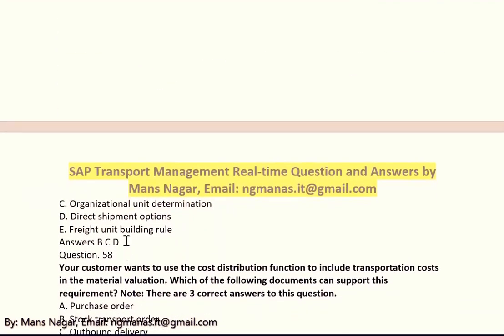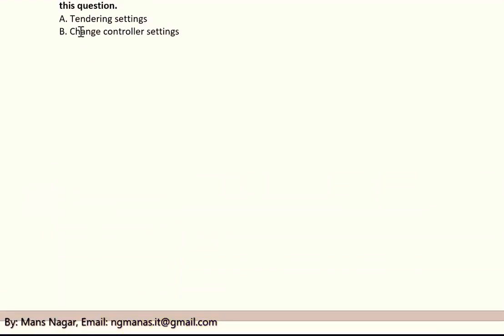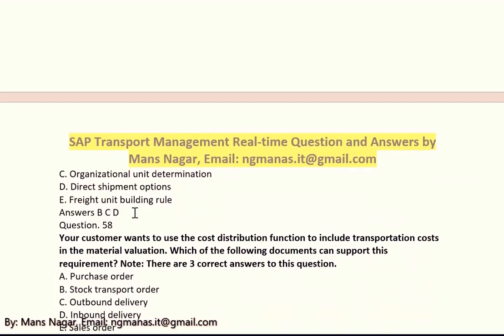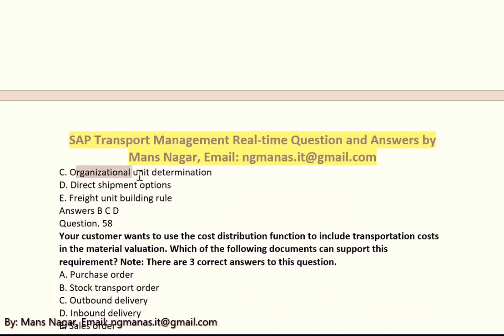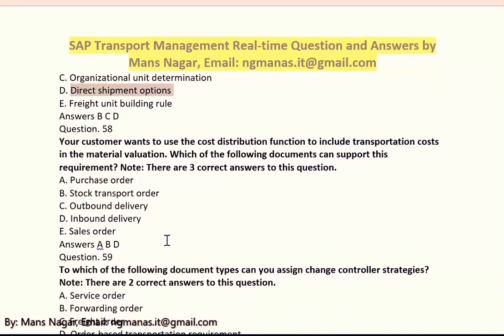Answer is B, C, D. B is change controlling setting. C means organization and unit determination. D means direct shipment options.